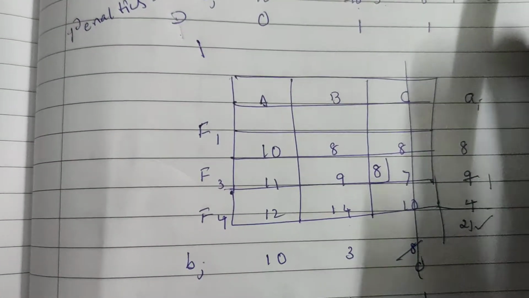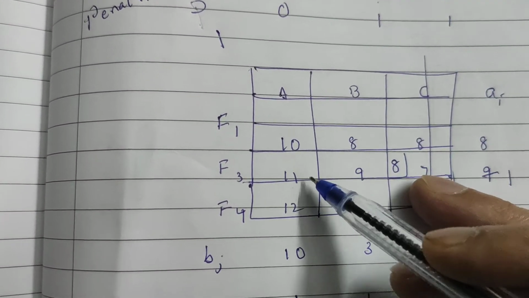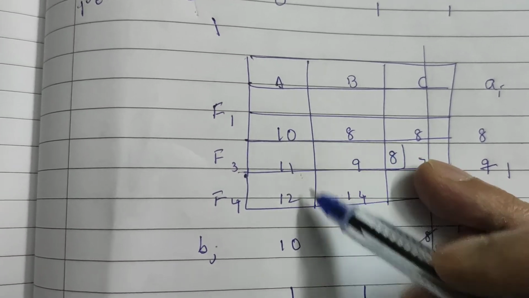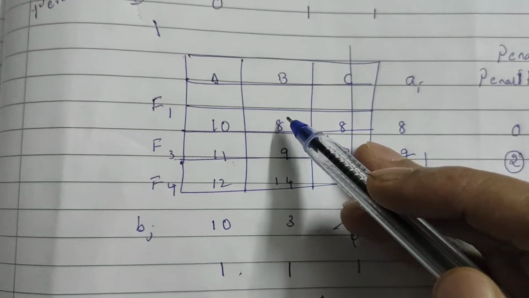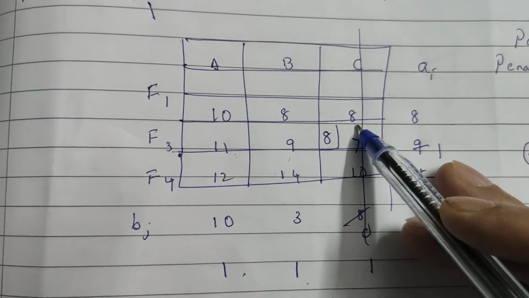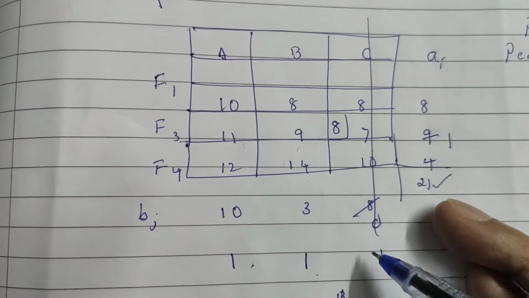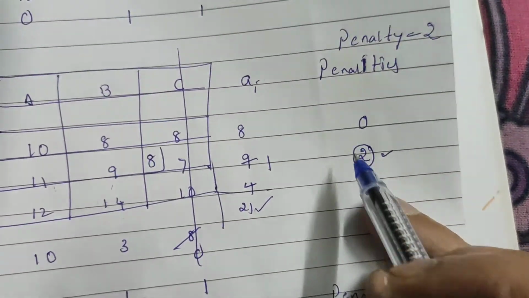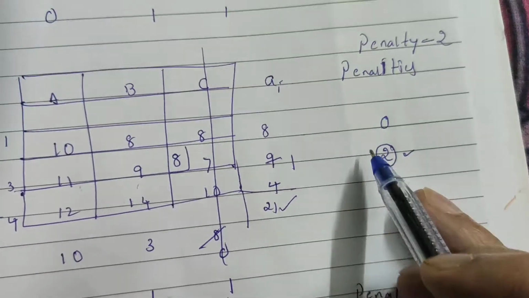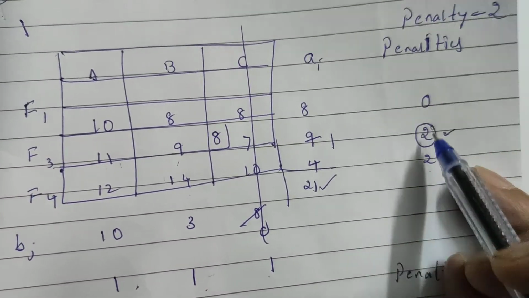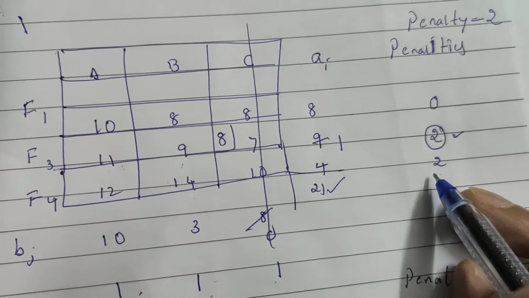Here the first column values are 10, 11, 12. So the first minimum is 10, the second minimum is 11. So 11 minus 10 is equal to 1. Second, here 8 to 9, 9 minus 8 is equal to 1. Here 8 to 7, 7 minus 8 is equal to 1. So here 1, 1, 1. Here 0, 2, 2. Select the maximum penalty. So here the tie 2 and 2 is the 2.